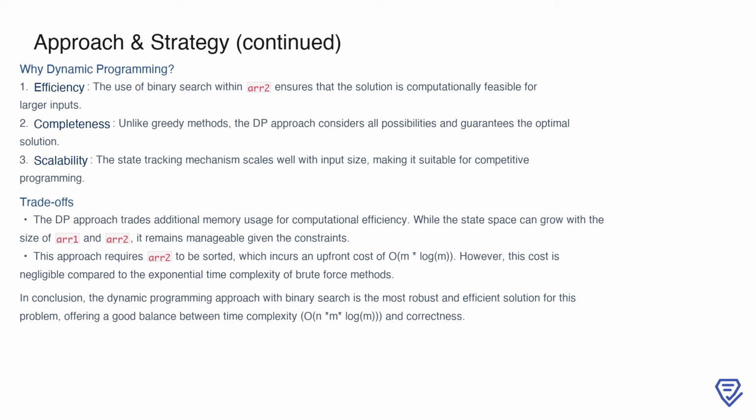The DP approach requires additional memory to store intermediate states, but this is a manageable cost given the constraints. Sorting ARR2 incurs an upfront cost of O(m log m), but this is negligible compared to the exponential complexity of brute force methods. In conclusion, the dynamic programming approach, combined with binary search, offers the best balance of efficiency and correctness, making it the most robust solution to this problem.